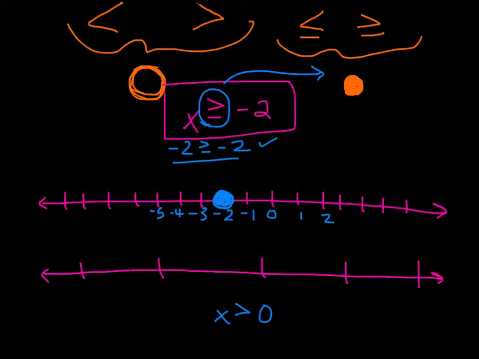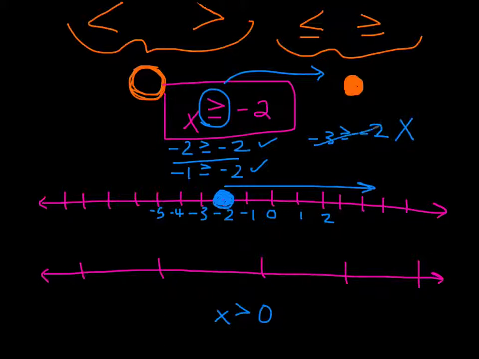Then next, what other numbers could work for that? Could I put a -1 in here? Would that work? Is -1 greater than or equal to -2? Yes. So I am going to draw an arrow to the right. If I were to also check -3 is greater than or equal to -2, no, that does not work. That is an incorrect statement. So I'm not going to be shading anything to the left-hand side.